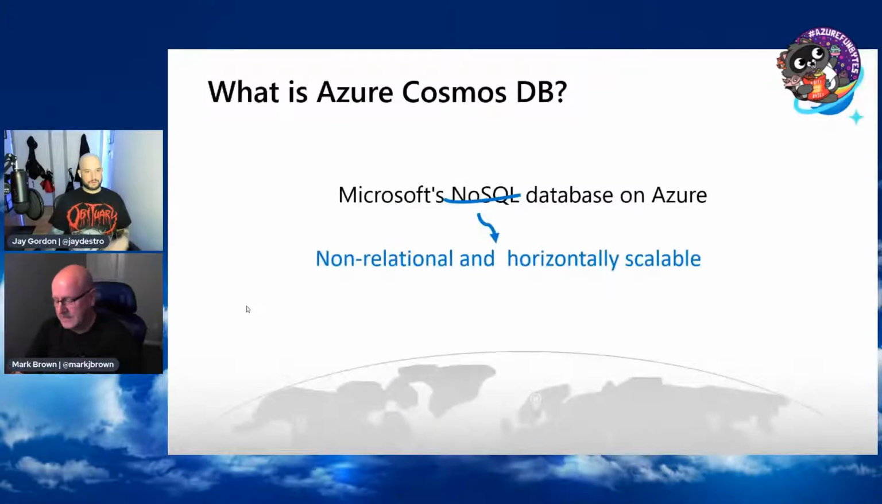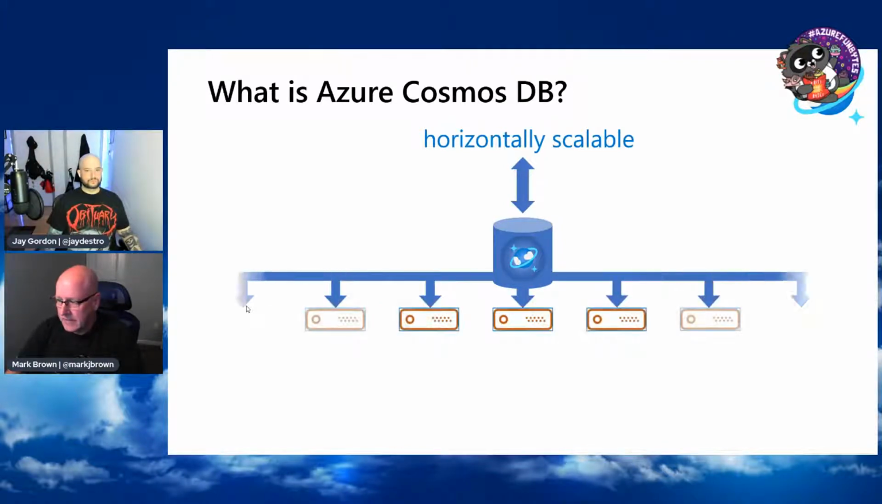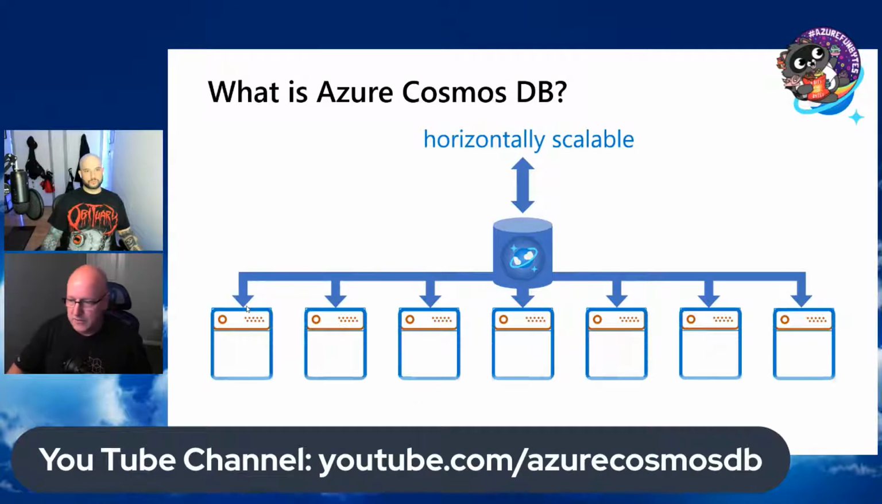There we go. Anyway, what I want to say is it's NoSQL. What we mean is it's non-relational, and it's also horizontally scalable. So let me break that down. Horizontal scalability is different than, say, a relational database where you basically scale up. If you need additional throughput or capacity, you scale up into a larger VM. With horizontally scalable, you just keep adding servers, right? So when you're talking to Cosmos, you're talking to a cluster of servers.